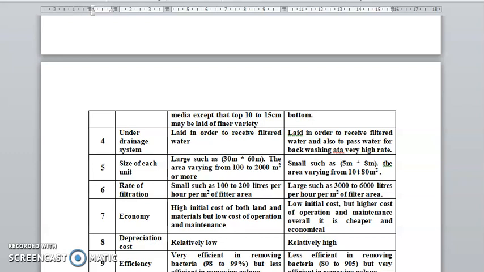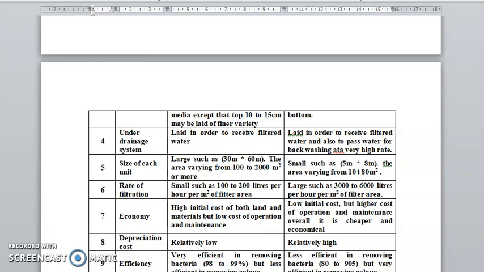Size of each unit. The large rapid filter is of size 30 by 60 meters, with the area varying from 100 to 2000 square meters or more. The slow sand filter is small in size, 5 by 8 meters, with the area varying from 10 to 80 square meters.